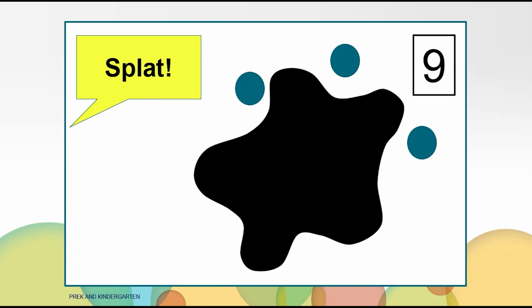Splat! How many shapes are under the splat? How do you know? Did you think that if there were 9 to begin with and there are only 3 showing, there must be 6 under the splat? How else could you know?